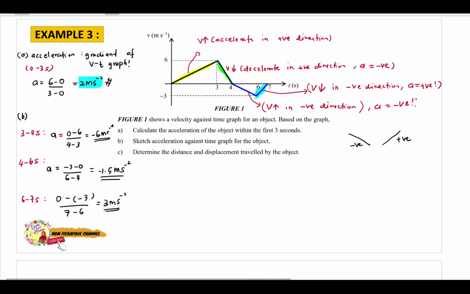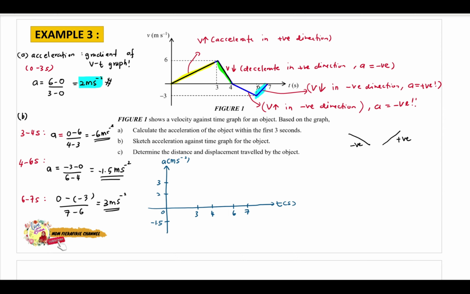Alright, so this is the y-axis, which is the acceleration. Unit jangan lupa. And then this is the x-axis, which is t in second. Okay, and then you label all the time interval, 3 seconds, 4, and then this is 6 and 7. Alright, and then the acceleration, look at all the values yang kita kira. We're going to have 2 meter per second squared, negative 6, negative 1.5, and 3. So here we have 2, and this is 3, and we're going to have negative 1.5, and we're going to have negative 6.